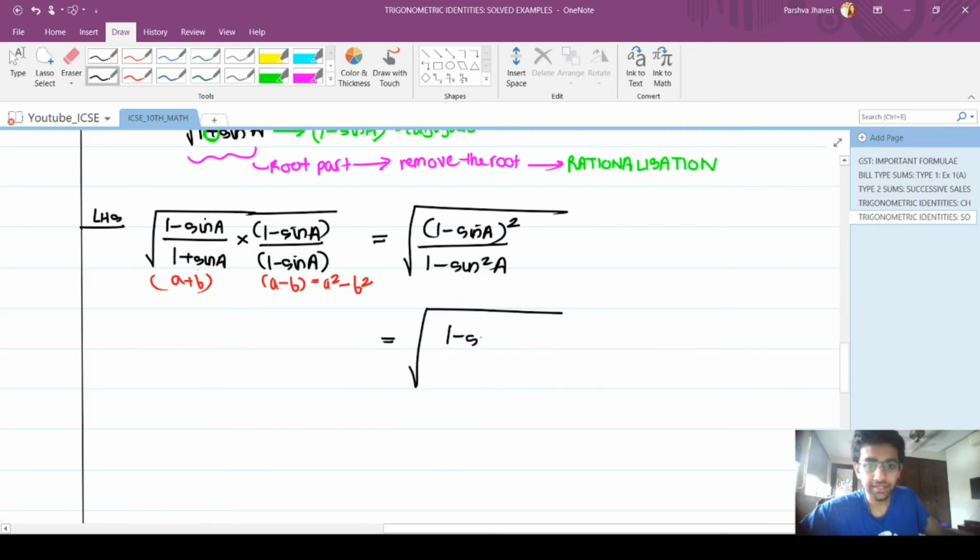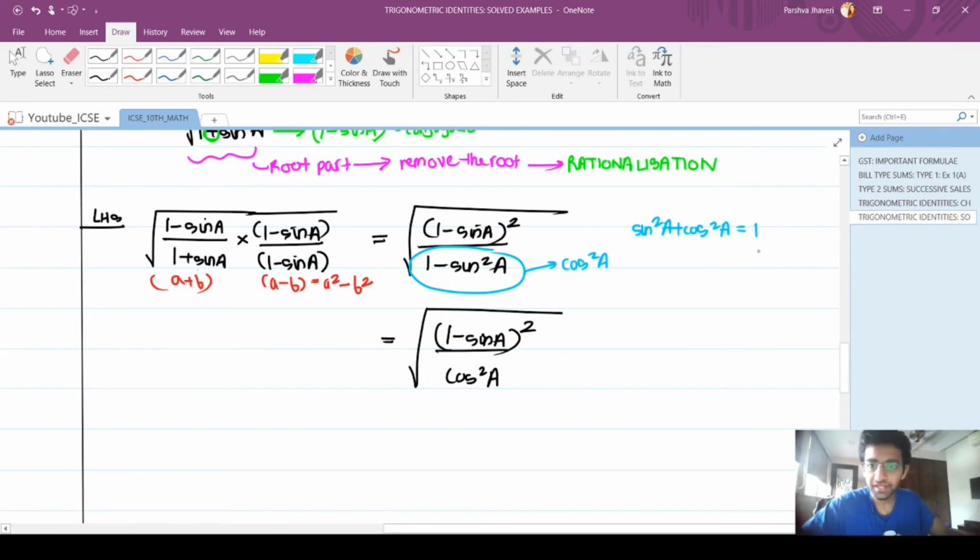Writing this, 1 minus sin A whole square upon cos square A. Why? Because 1 minus sin square is cos square A. I hope you remember this. Why? Because sin square A plus cos square A is 1. We know this. So I shifted sin square to this side, and you get it equal to cos square. Next, after removing the root, we will get 1 minus sin A upon cos A.